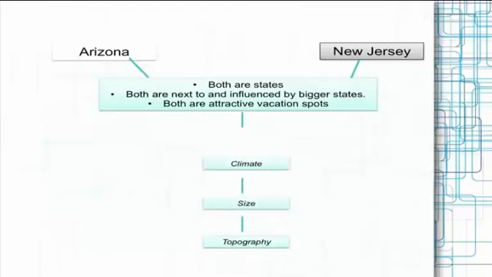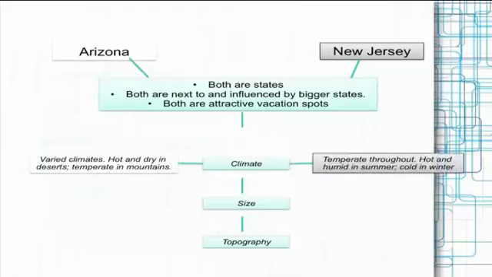Now I have to think about contrasts, and I come up with three areas, three things that I'm going to contrast. And I put them in boxes below the comparison. Well, let's see. One thing I'm going to talk about is climate. The New Jersey climate is temperate throughout most of the year. It's hot and humid in the summer. It's cold in the winter. Yes, they get snow and ice and all that. But four very distinct seasons and very livable.